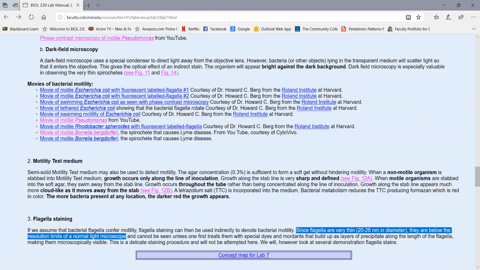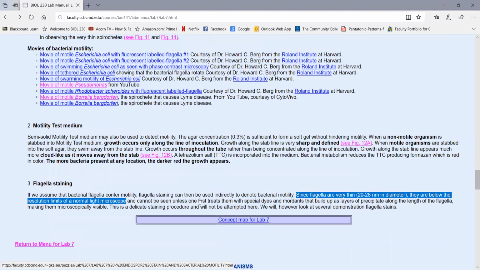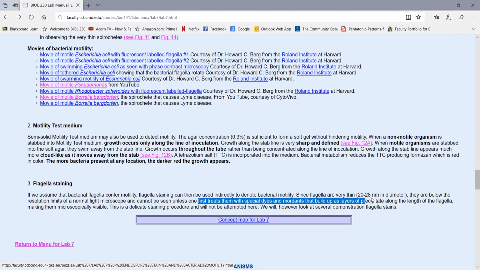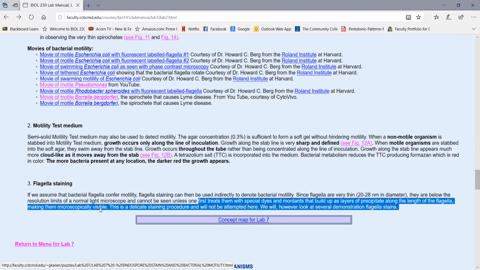Of course, we can see them with the higher resolution electron microscopes. So what happens in flagella staining is that we treat the flagella with special dyes and mordants that build up as layers of precipitate along the length of the flagella, making them visible under the microscope. But that's kind of a delicate staining procedure. There's a bit of an art to that, so we're not going to bother with that in lab, but we will show you several demonstrations of flagella stains.